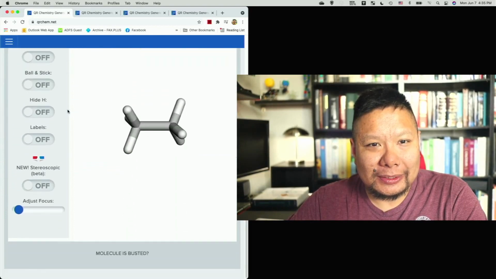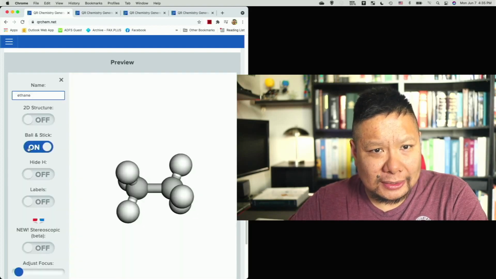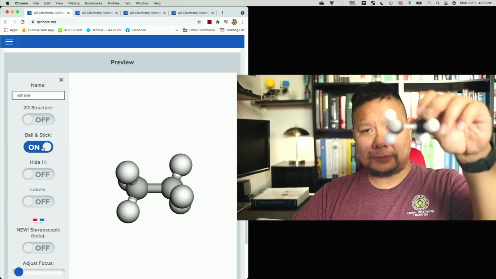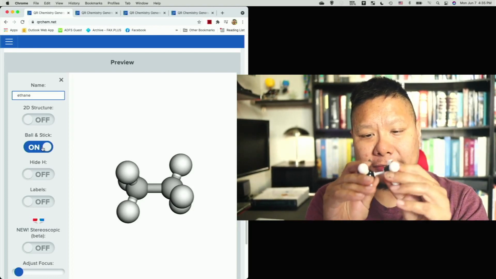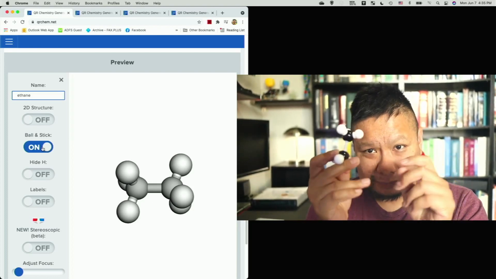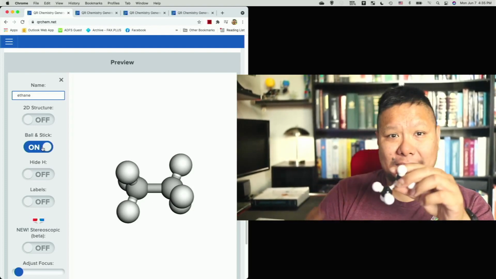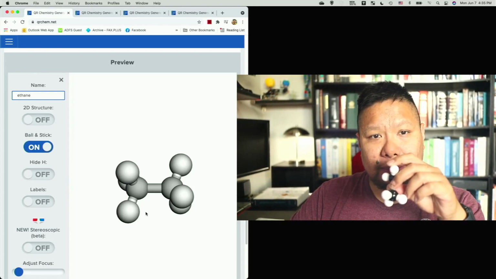So let's scroll up a little bit, and here's a stick drawing of ethane. So I want to actually turn on the ball and stick, not just stick alone, and that's what ethane looks like. So that's what I have here, okay? The only disadvantage when using the digital version instead of the actual ball and stick model that I have here is that you can't rotate around the bond, right? But at least you can see in the 3D model how these things look, right?